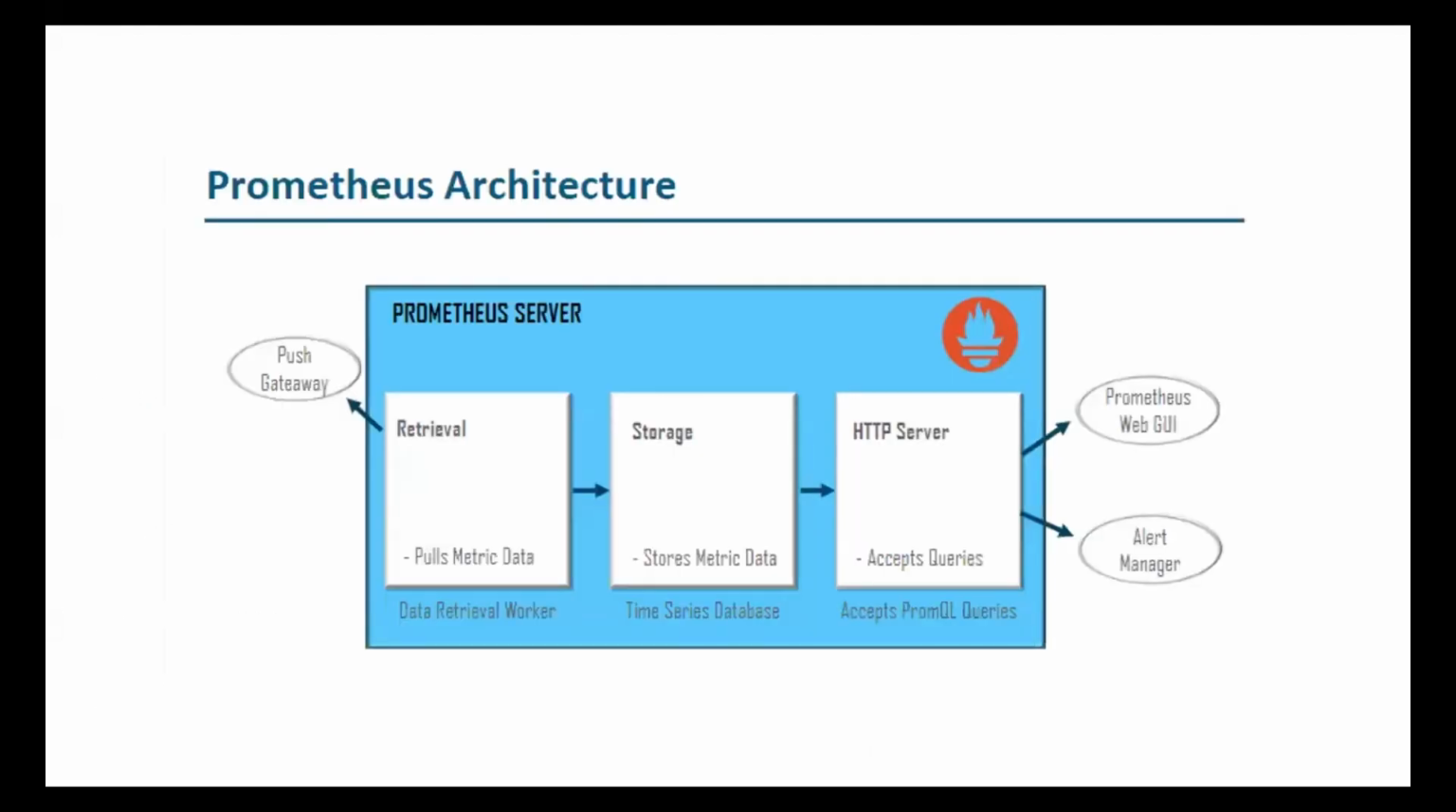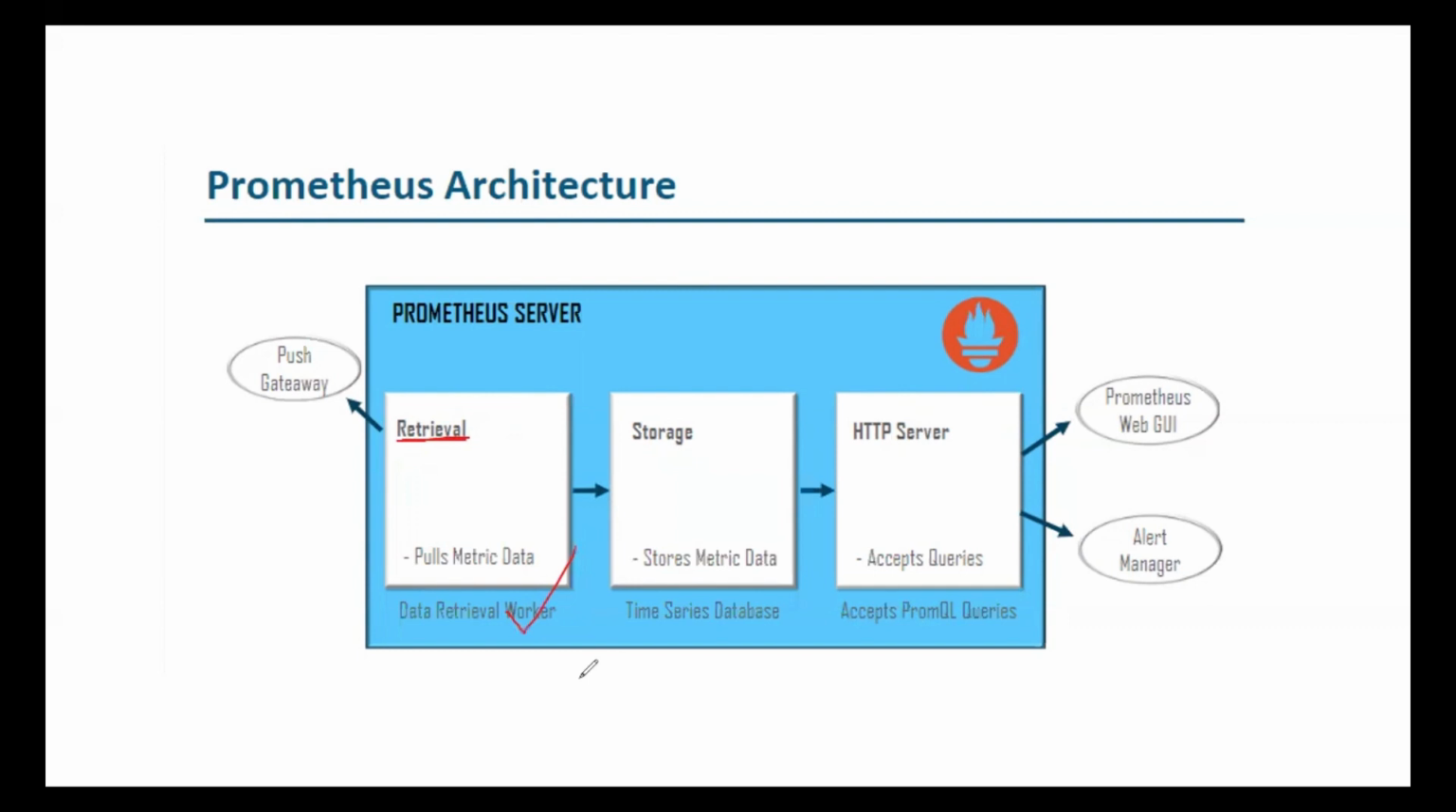So this slide shows the architecture of Prometheus. We have three main processes within Prometheus. One is the data retrieval component, also called the data retrieval worker process. This is responsible for scraping the appropriate endpoints and pulling the metrics from the endpoints. So that is the reason it is a retrieval component.